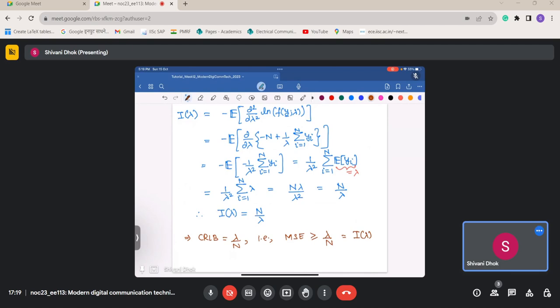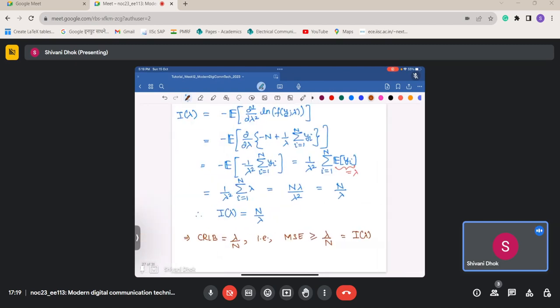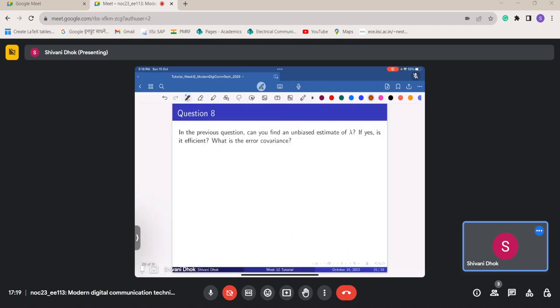Okay. So if there are no questions, then let's look at the next question that I have planned to cover. In the previous question, can you find an unbiased estimate of lambda? If yes, is it efficient? And what is the error covariance? So it is very similar to question 6 that you have solved. We need to make use of that Cramer Rao bound theorem.